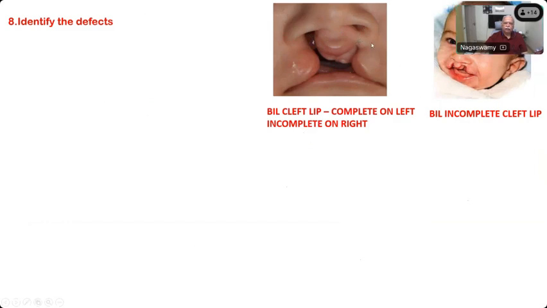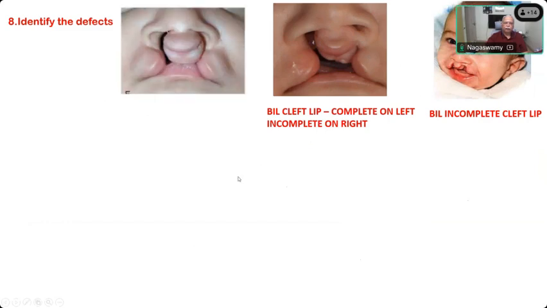Now this is the third picture. Bilateral complete cleft lip. Are you able to now identify the difference? Yes, sir. Very good.